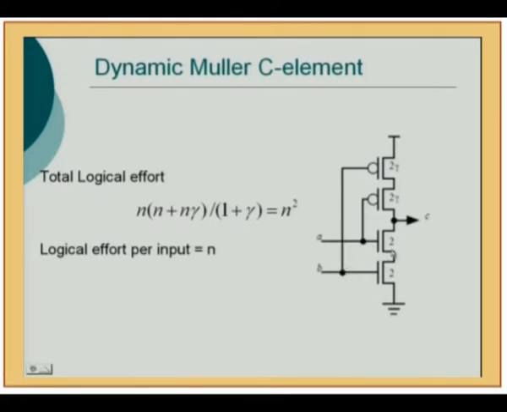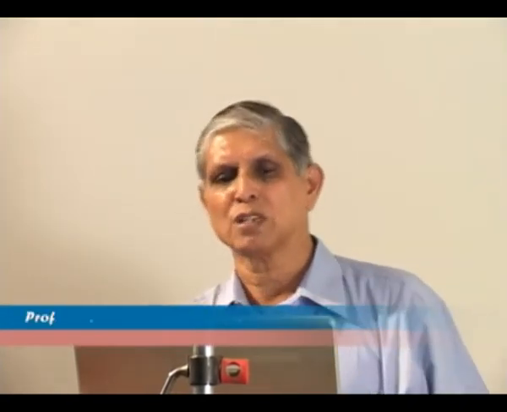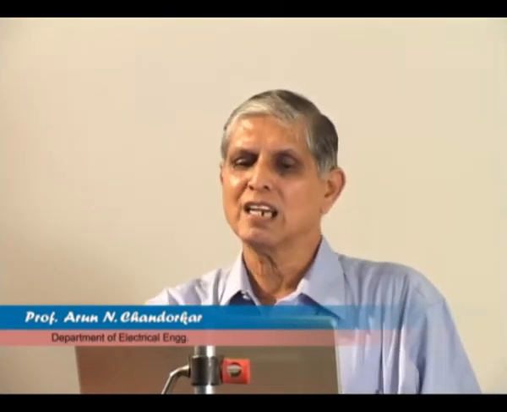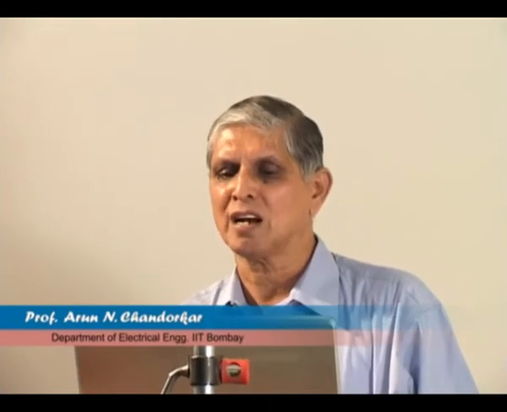If both are 1, the output is 1. If A is 0 and B is 1, opposite, then in all four transistors one of the chains will be switched off on either side and the output will float. So essentially it is like a latch. It's called Muller C, named after the person who invented it. If I calculate the logical effort, with n number of them, it is n plus n gamma upon 1 plus gamma, which is n square, where n is the number of stages you have.